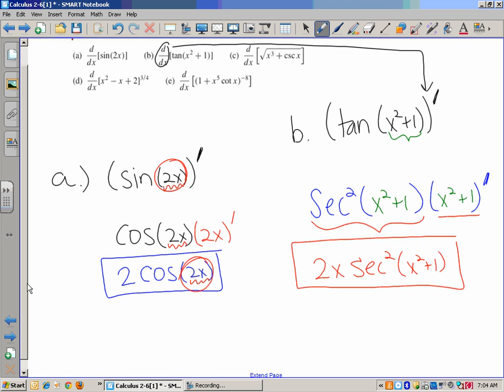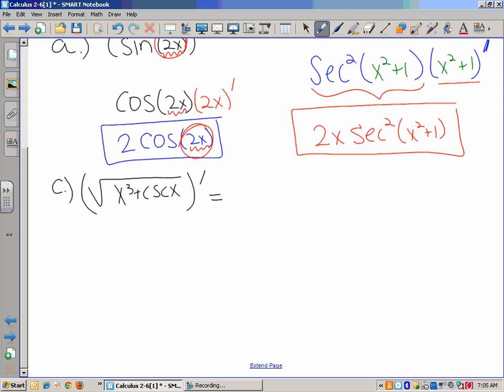All right, let's take a look at C. C is written as the cube root of x cubed plus cosecant x. So now what I want to do is prime that. But I like writing it with the exponents because then I can remember the power rule.